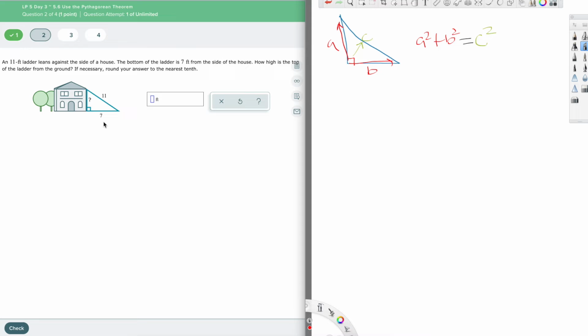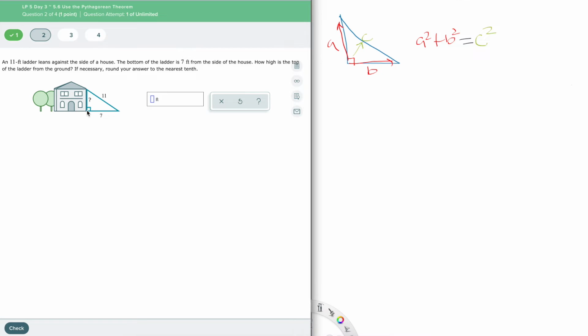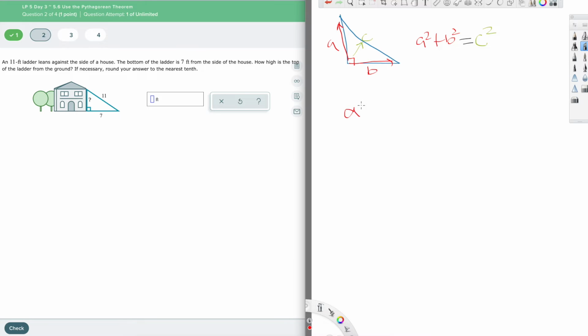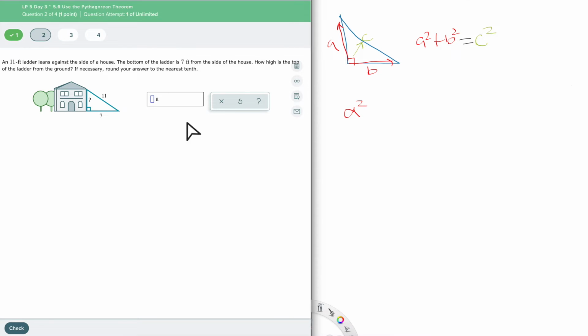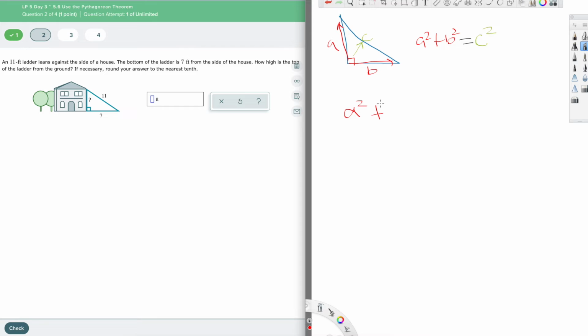So again, we're going to do the same thing. We have A, B, C. Remember, C is the one that matters the most. It has to be the one across from this 90-degree angle. A and B can kind of flip-flop back and forth. It's not really a big deal which one is A and which one is B. So we're going to go with A again. Why not? A, B. So B is 7 and C is 11.